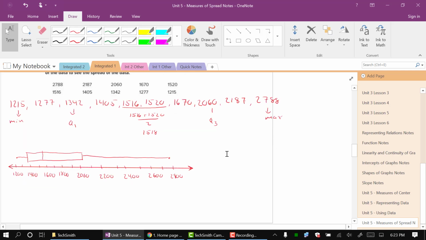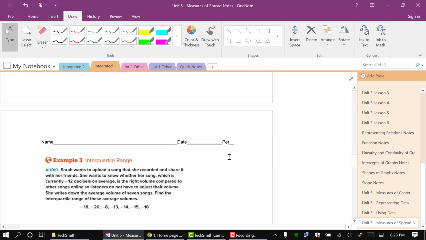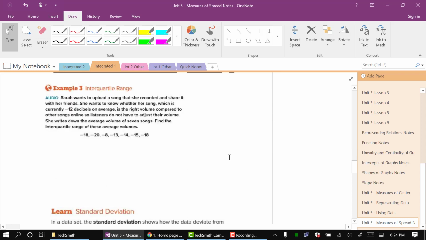Now let's take a look at example 3. We want to find our interquartile range for example 3. So to find the interquartile range, I'm going to start off with putting the numbers in order from smallest to largest. So our smallest number is negative 20. Then we have negative 18, negative 15, negative 14, negative 13, and negative 8. So this is our minimum. This is our maximum.